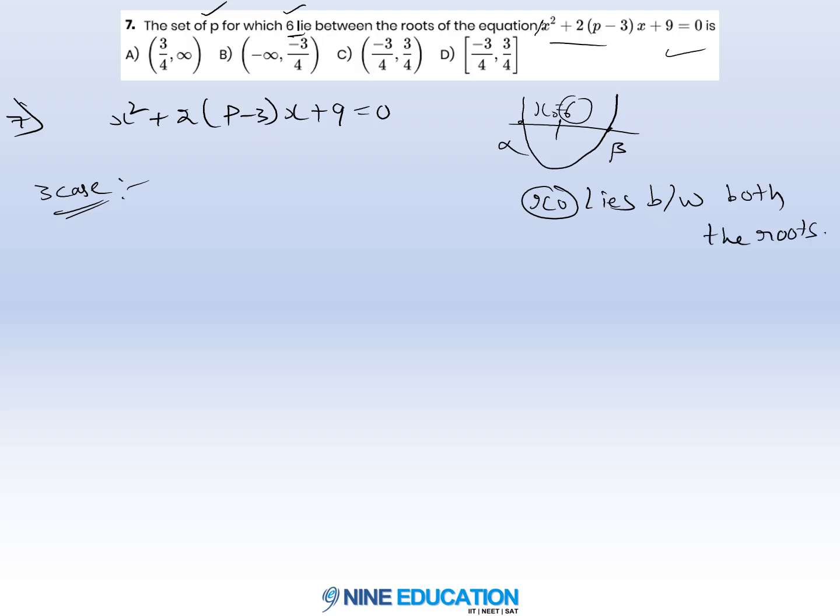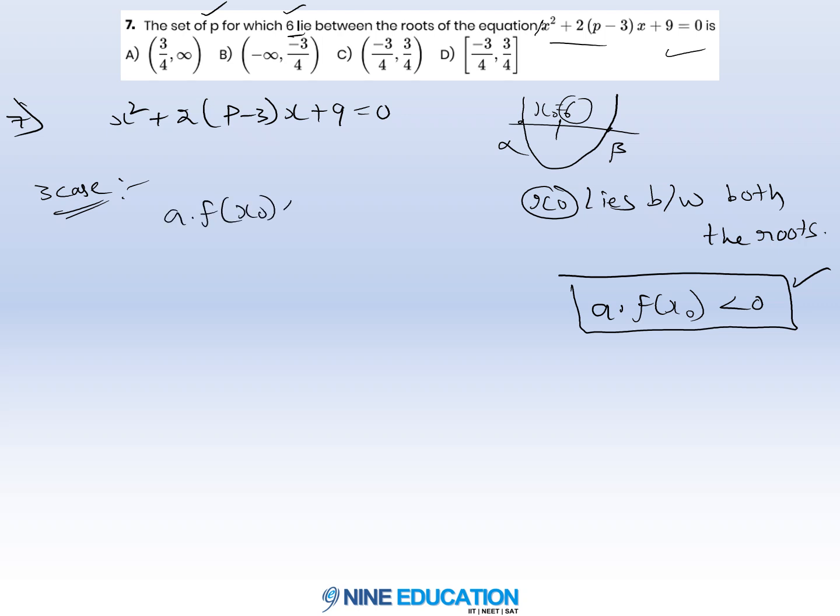So we have a condition for this. What is that condition? A into f of x naught should be less than 0. Let's apply this result. So what is A in this? A is the x square coefficient, which is 1, and x naught is 6 in this case. So 1 into f of 6 should be less than 0. What is f of 6? Substitute x equals 6 in the given quadratic equation.